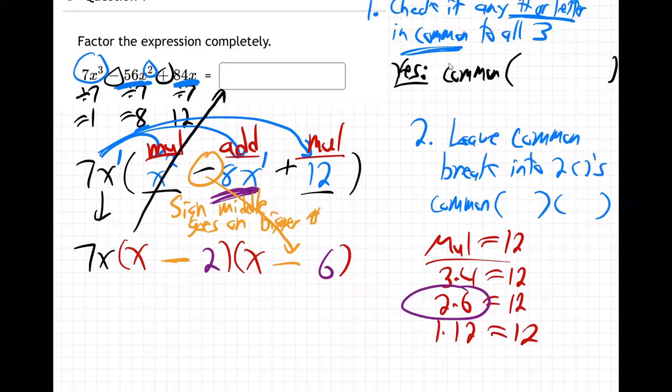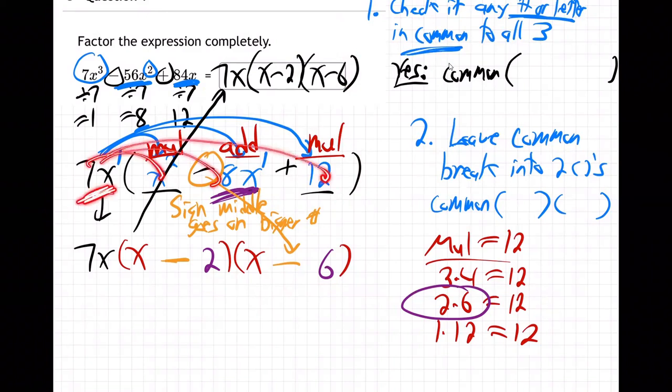Let me bring it up here. So it's 7x times (x minus 2) times (x minus 6). You can switch the order. You can put the 6 here and the 2 there. It doesn't matter what order they're in. How do we know this is right? We took the 7x on the first step and we saw that it multiplied back. And then we found these two numbers add to be -8 and they multiply to be +12. So it's correct. There we go.